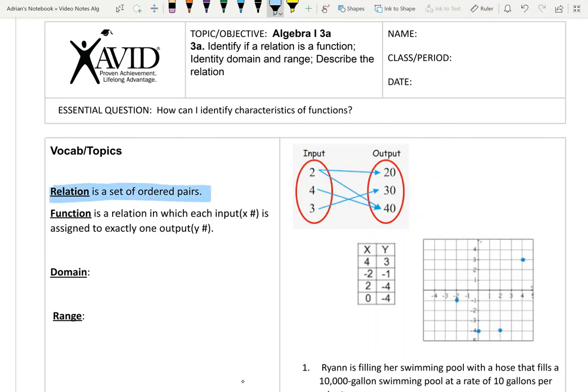And then specifically, a function would be a type of relation in which each input is assigned to exactly one output. And inputs are our x values. So these would be our x's, like you would typically see in an xy table. And our outputs are our y values. So a function means that each x has its own y.